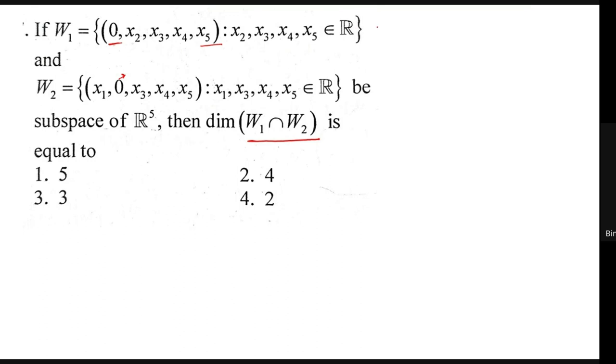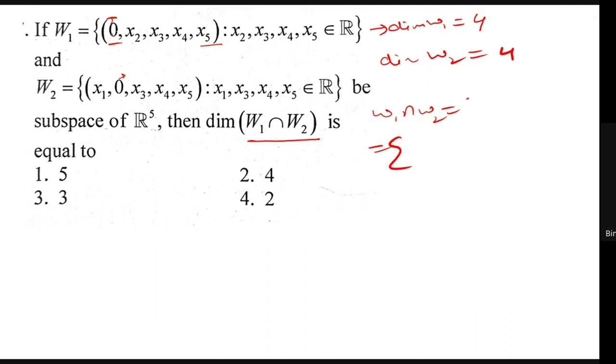So you can see the dimension of W1 equals, you have only four options. You can fill by your own choice, that is x2, x3, x4, x5, because the first component should be zero. So there are only four options. Similarly, the dimension of W2 is also four. But in the case of W1 intersection W2, you have to check that the first component is zero, and the second component is zero. So this will be the collection of this type of set: x3, x4, and x5.